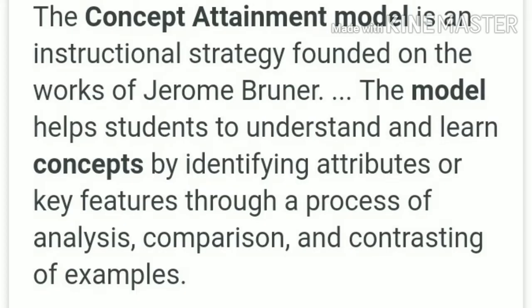So let's check what is meant by the concept attainment model. The concept attainment model is an instructional strategy founded by Jerome Bruner. The model helps students to understand and learn concepts by identifying attributes or key features through a process of analysis, comparison and contrasting of examples.